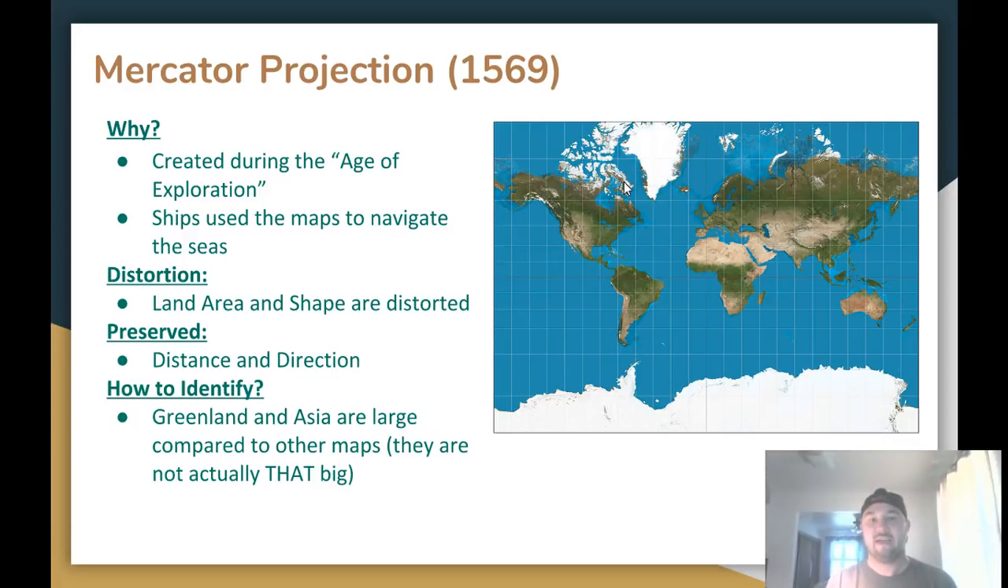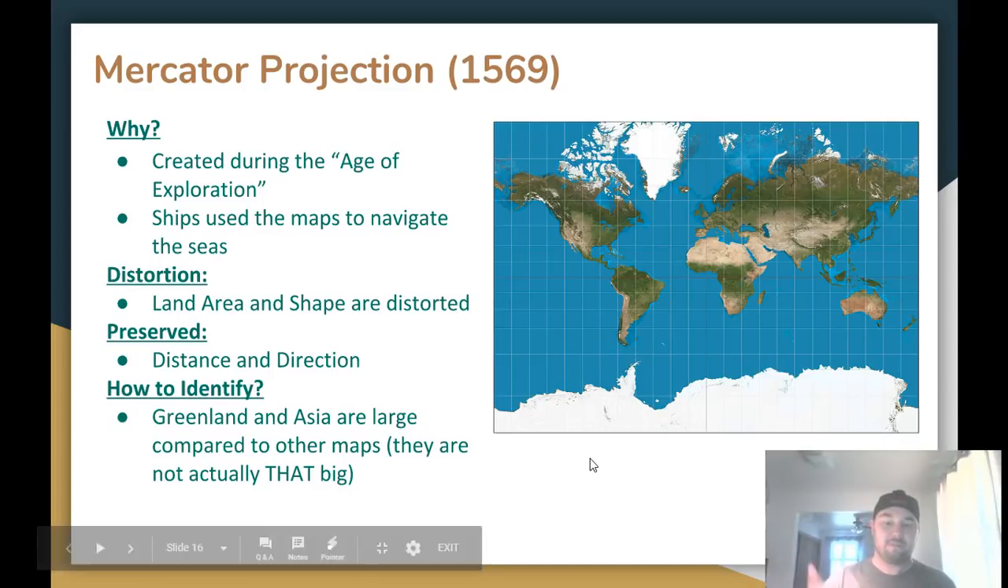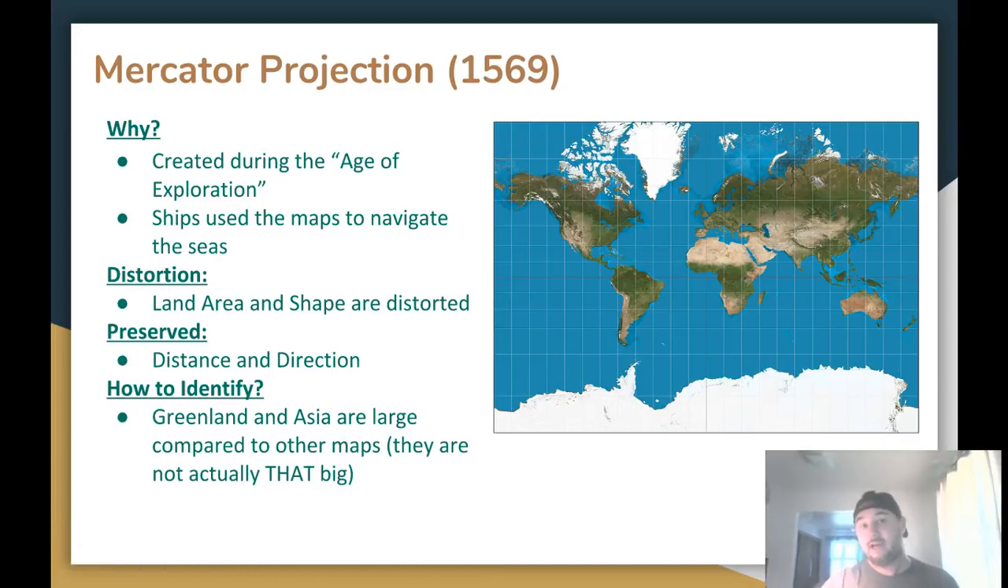Now again, this is used for navigation, so it keeps distance and direction pretty even. If I leave on this line here, I'm pretty much going to end up on this line over here as long as I can follow that coordinate. Remember, this was more for sailors back in the day. That was the benefit of the Mercator. We just kept using it for years and years longer than we probably should have.